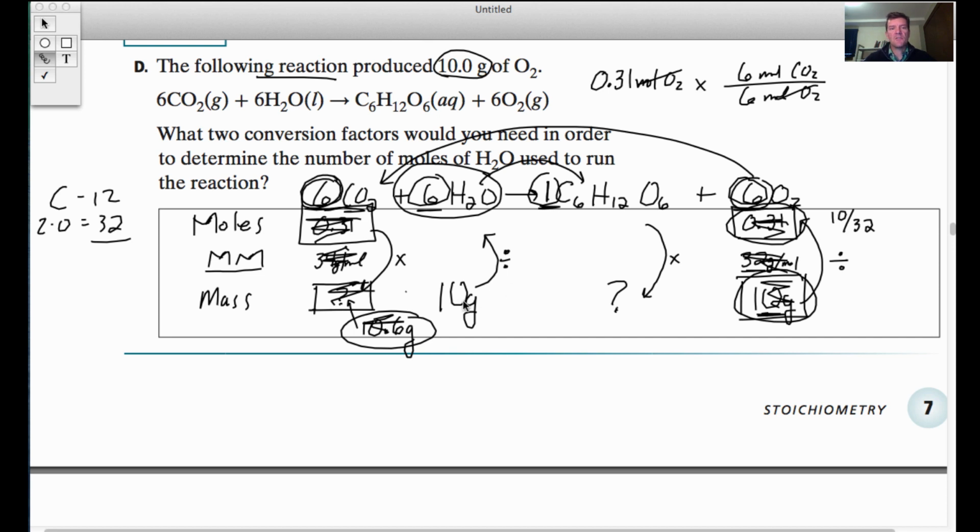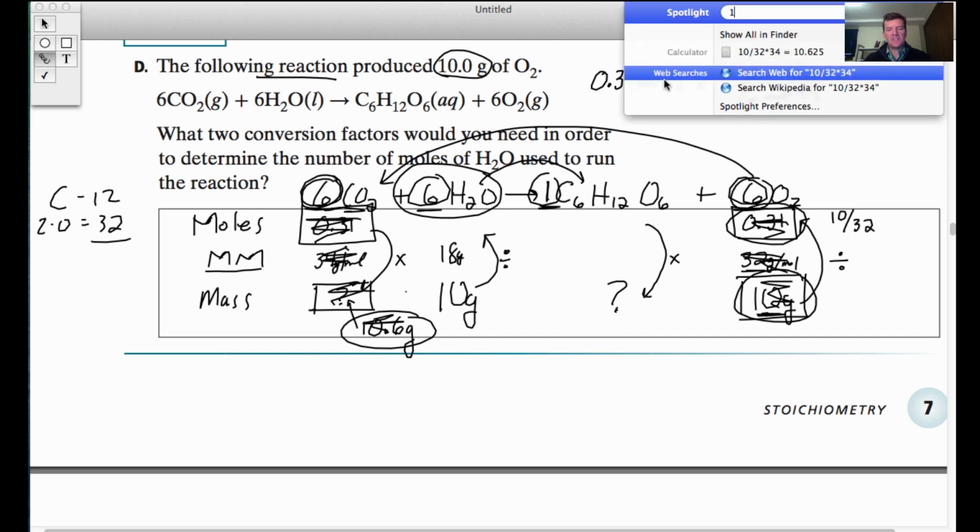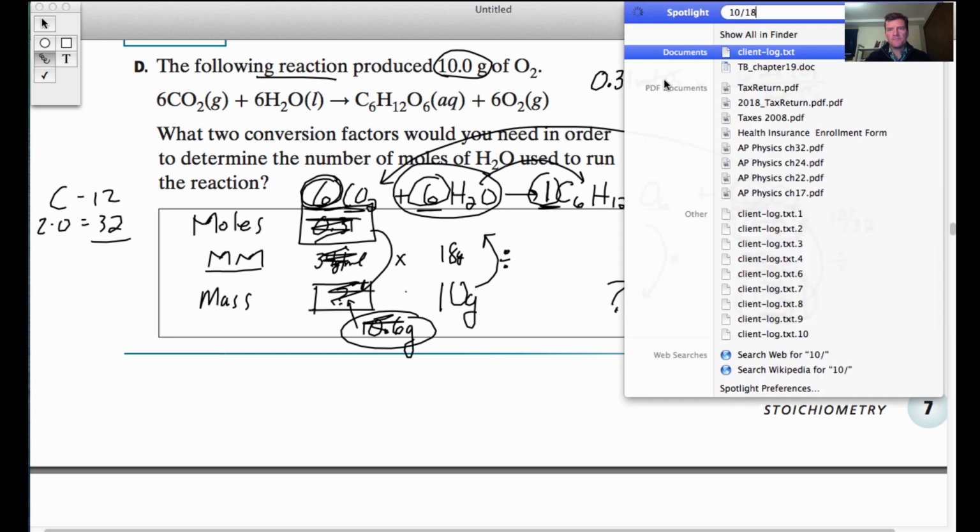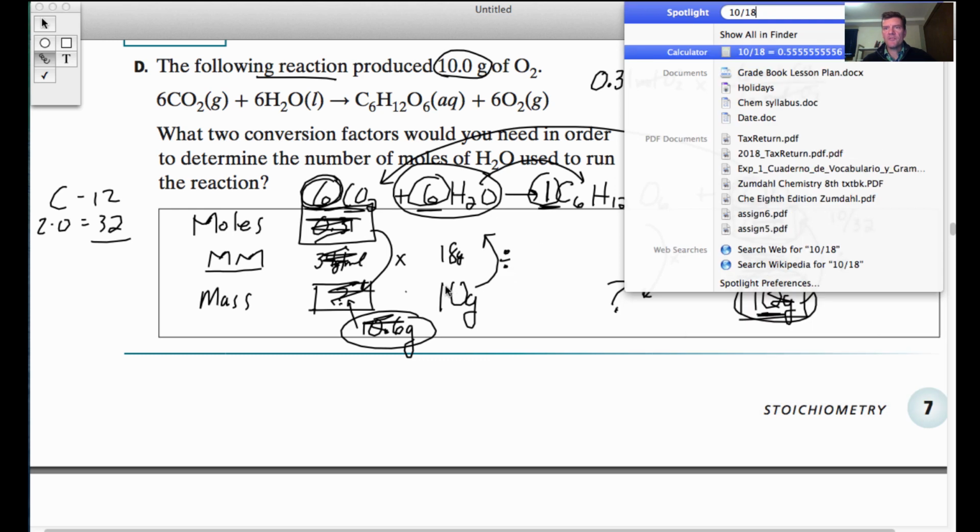Okay? So if I have 10 grams of water, the molar mass of water is 18. Hydrogen. Each hydrogen is 1, so there's 2 of them. Each oxygen is 16, so that's a total of 18 grams per mole. So I have to take 10 divided by 18. Okay? So 10 divided by 18, and I get 0.55, 0.56 about.